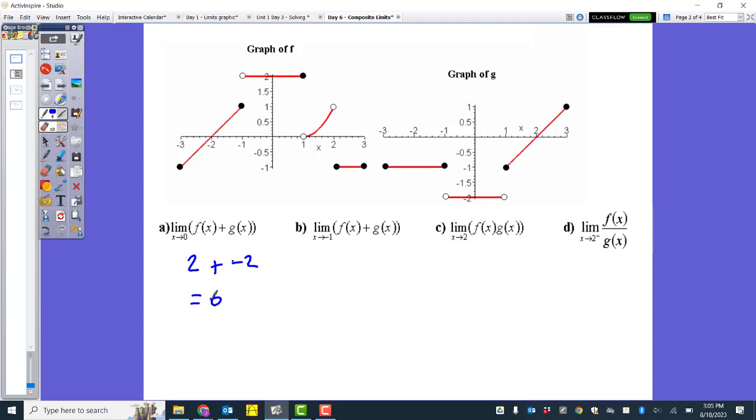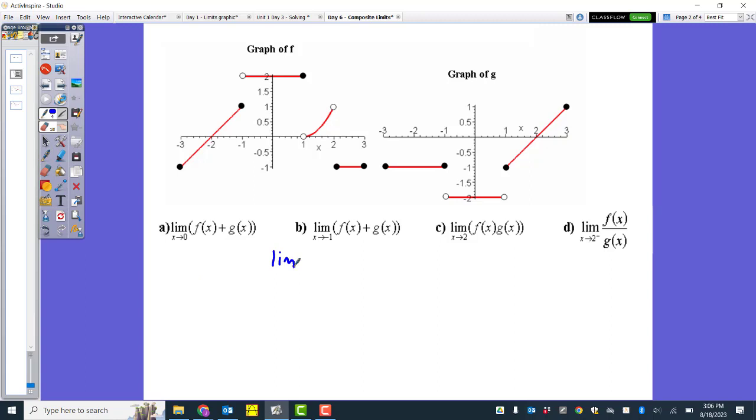If we approach -1 on f, it does not exist because left and right. -1 on g does not exist, left and right. So you'd probably think, well, that just does not exist, but that's not the case. It actually does, because we're forgetting the definition of a limit. A limit is defined by the limit from the left being equal to the limit from the right.